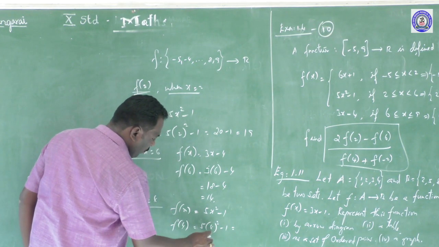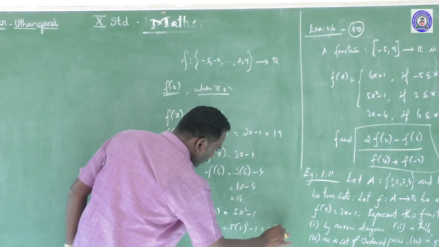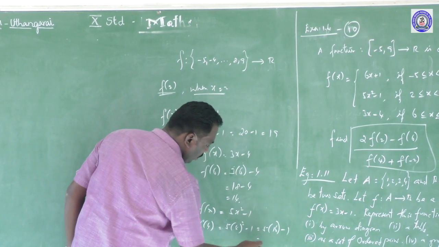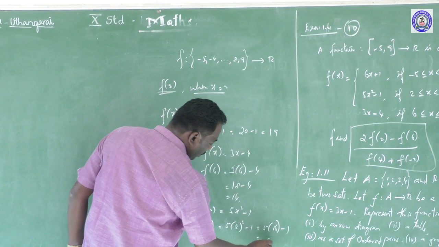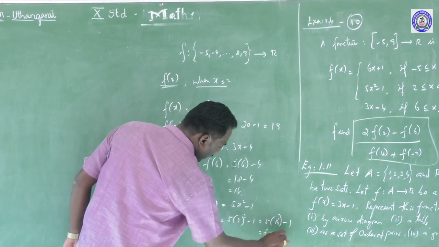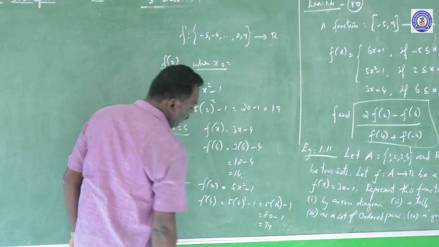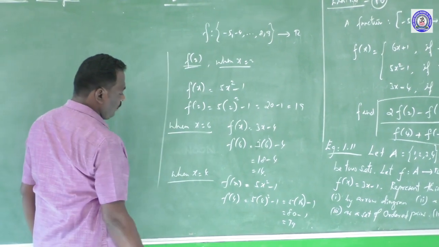It is equal to 4. 5 into it is 16 minus 1. It is equal to multiply value. It is 30 and 1 it is 80. 80 minus 1 is equal to 79. That is the function value of f of 4.